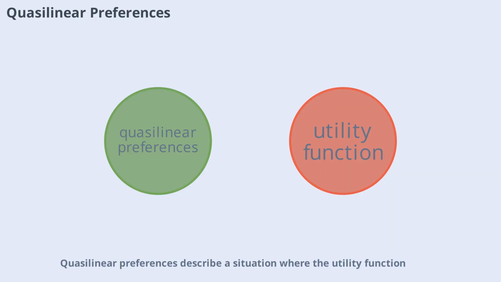Quasi-linear preferences describe a situation where the utility function is linear in one good but not in others. This means that the marginal utility of one good remains constant, regardless of how much of the other good is consumed. Quasi-linear preferences simplify analysis and are often used in economic models to study consumer surplus and market efficiency.